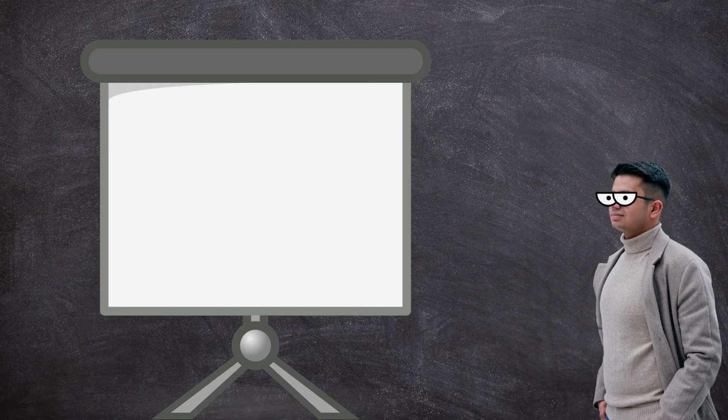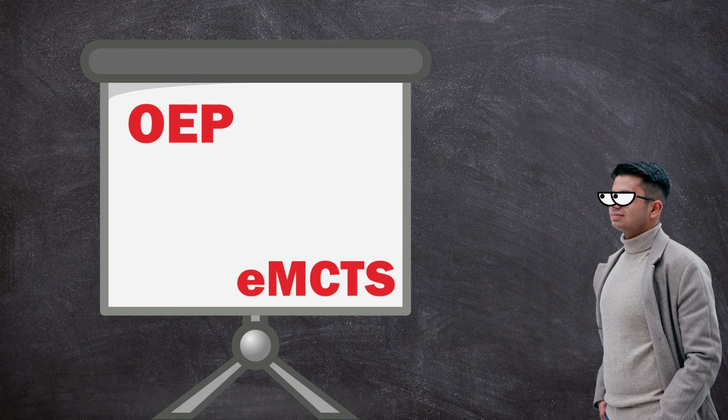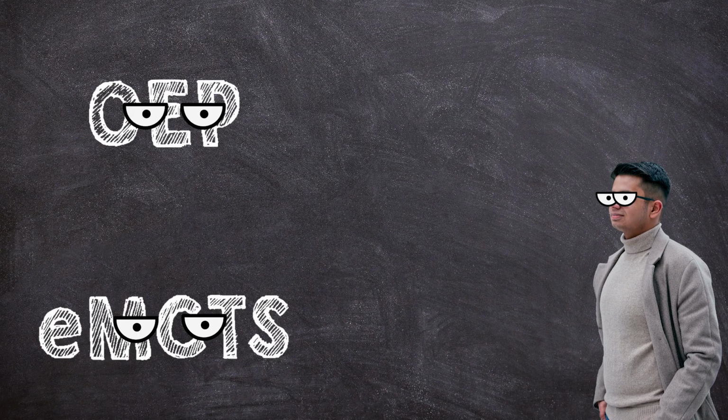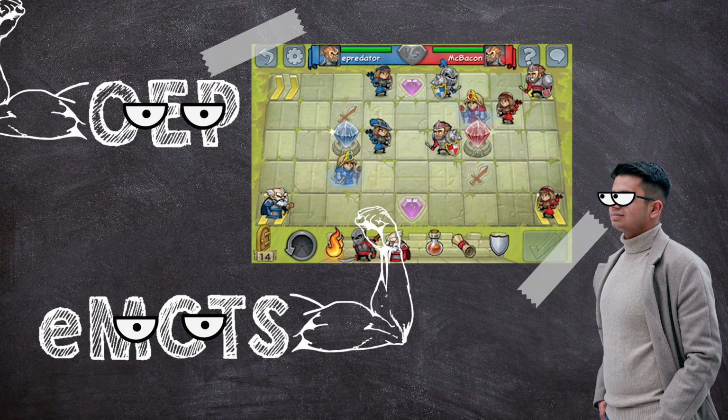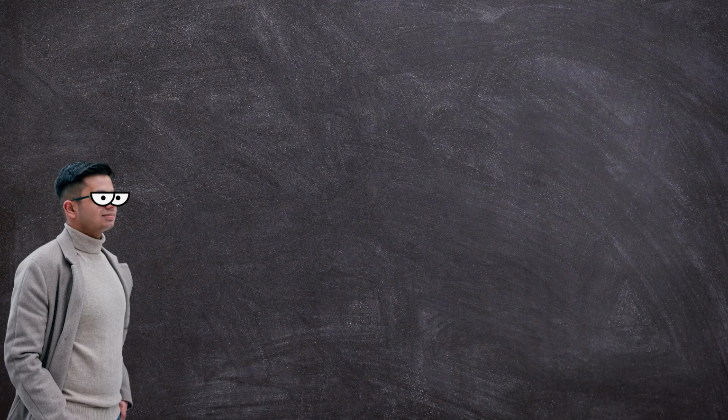This is where my project comes in. The aim of my project is to implement two AI agents called OEP and EMCTS for this game. These agents were originally created for a game called Hero Academy. Now in that game, these agents perform really well, amazingly well. Now there are two things we should note down about Hero Academy.